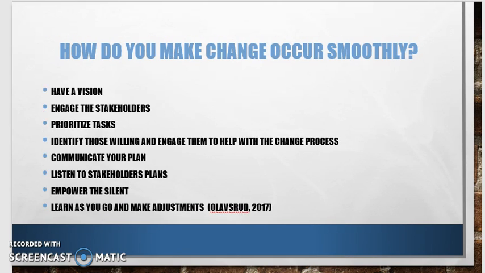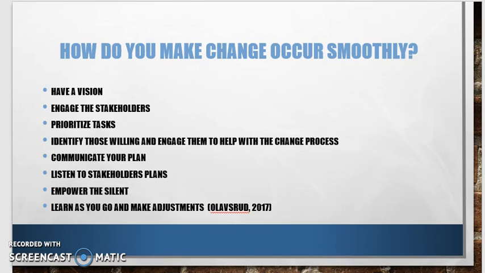So I am going to give you some information about how we can make the change occur smoothly. You need to have a vision. You need a clear, concise vision of how you're going to achieve things. You need to engage your stakeholders. Find out who's going to be affected by the change and get them on board early. Prioritize the tasks. Even though you think you want to get everything done, you can't. So you need to realize that you cannot do everything, so prioritize from the very beginning.